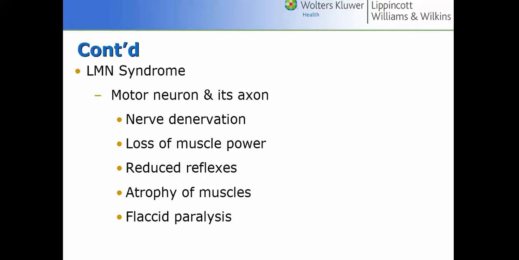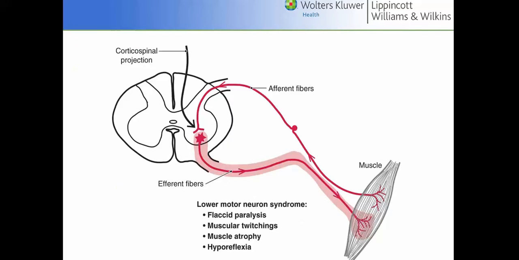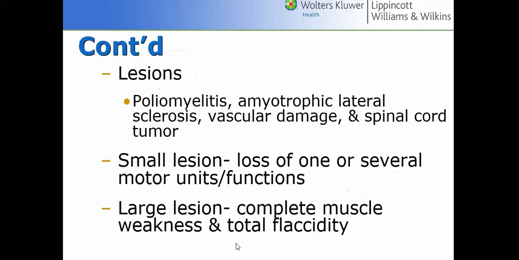So if the muscles don't receive neural impulses, they shrink in size, and that's called atrophy. And of course, it can lead to flaccid paralysis. So this is an example of lower motor neuron syndrome. The efferent, the alpha motor neuron, is affected, and that can cause all these problems, which are the typical characteristics of LMN syndrome.